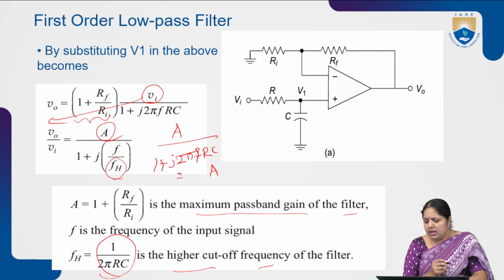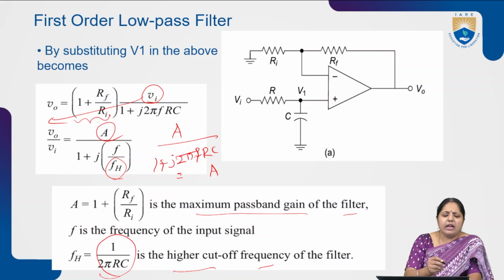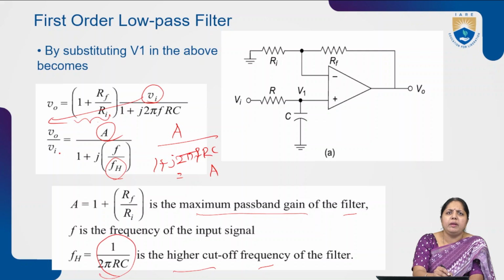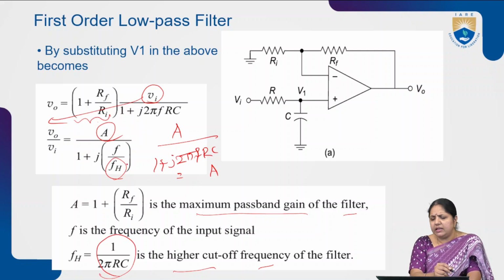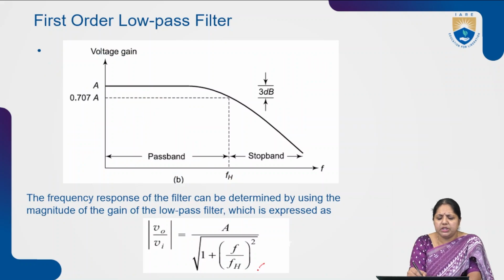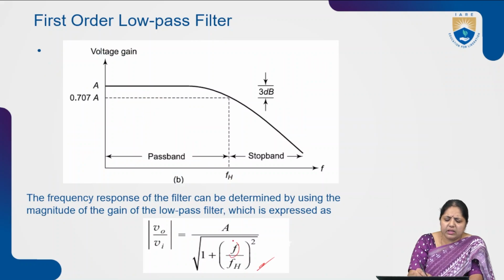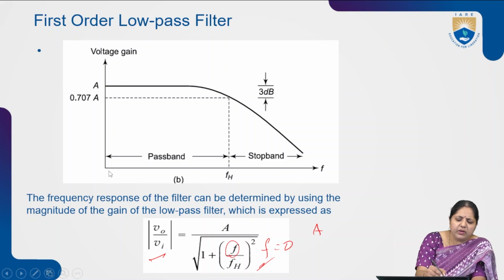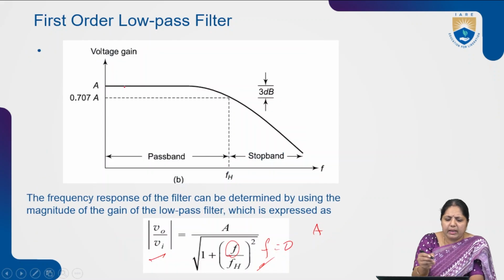Now, I need to draw the corresponding response graph, so I will take the modulus of V0 by Vi. Finally, modulus of V0 by Vi equal to A by square root of 1 plus f by Fh whole square. This is the equation I am getting here. Now, when the frequency f equal to 0, the gain value equal to simply A. So when the frequency is a low value, I am getting the gain as a high value.